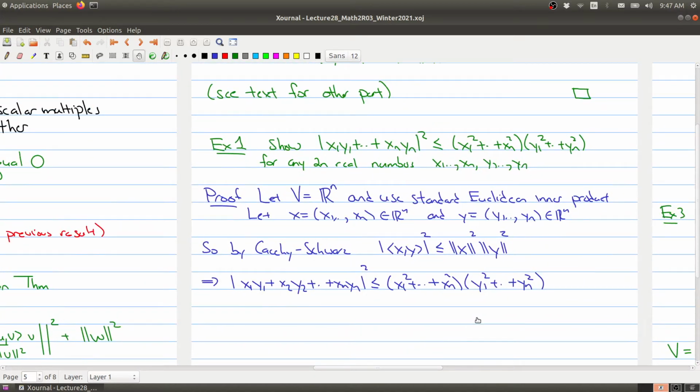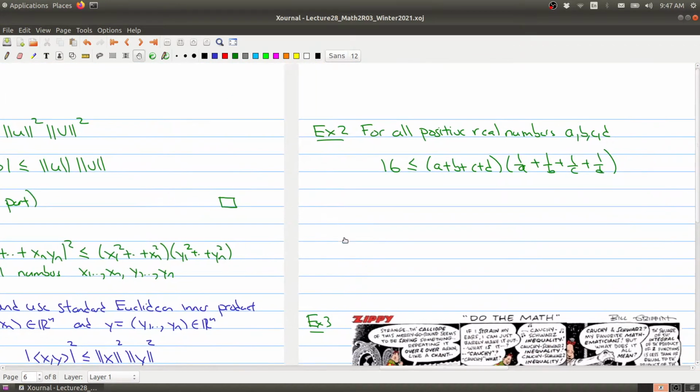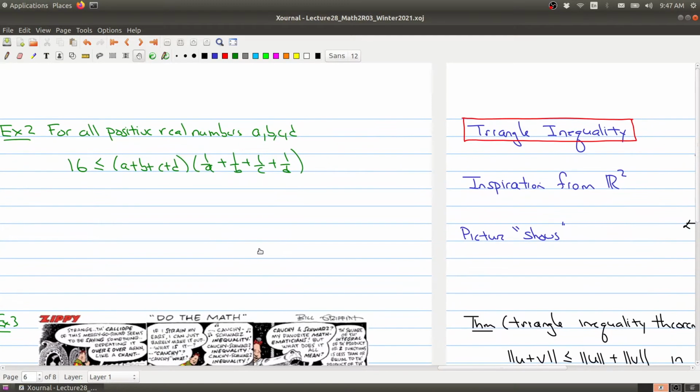Let me give you another example, and this is almost like a math contest type question, which says for all positive real numbers a, b, c, and d, 16 is less than or equal to a plus b plus c plus d times 1 over a plus 1 over b plus 1 over c plus 1 over d. You might see this on a math contest or some homework assignment. And the real trick is you have to be able to rewrite this so you can apply the Cauchy-Schwarz. So I'll put that right here.